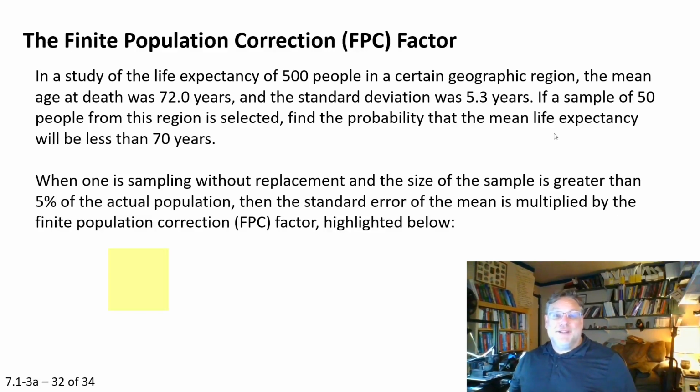Okay, let's also talk about a couple of correction factors that we made use of when we were doing that work for Professor Howell. These are called the finite population correction factors here. In a study of the life expectancy of 500 people in a certain geographic region, the mean age at death was 72 years, and the standard deviation was 5.3 years. If a sample of 50 people from this region is selected, find the probability that the mean life expectancy will be less than 70 years.